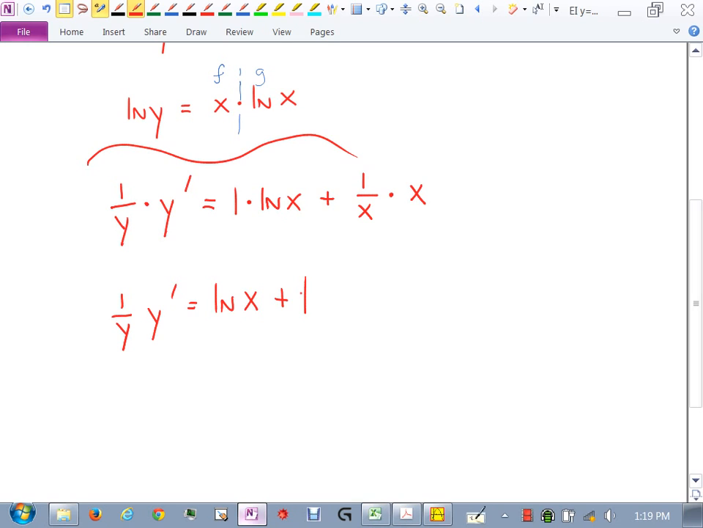We're trying to figure out what y prime is, right? I have a 1 over y here. So remember what we did with that last time? Logarithmic differentiation? We multiply both sides by y, didn't we? So I get y prime equals, I'm just going to put the y in front, y times natural log x plus 1.